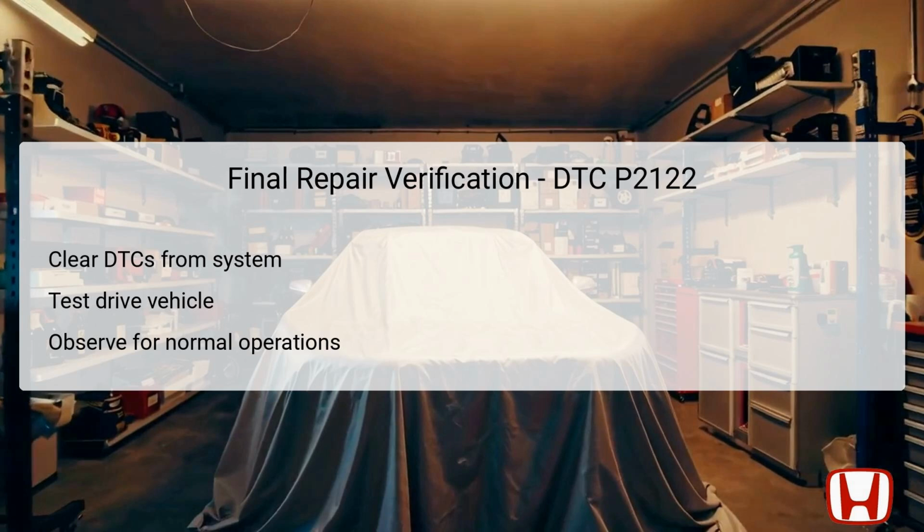If everything operates normally and no new DTCs surface during the drive, the repair can be deemed successful. This verification process ensures that the issue is resolved and confirms that the vehicle is back to optimal running conditions without recurring faults.